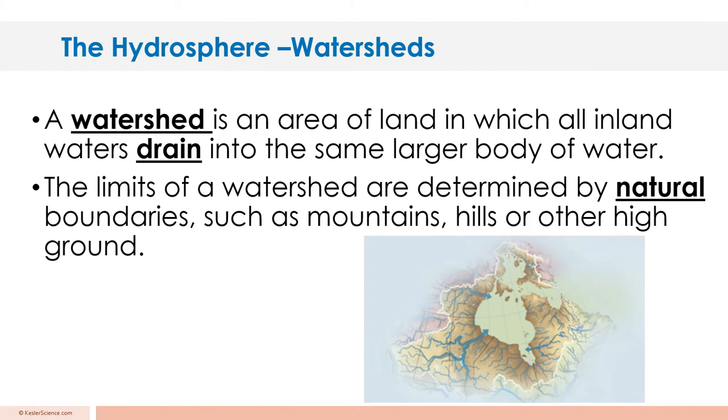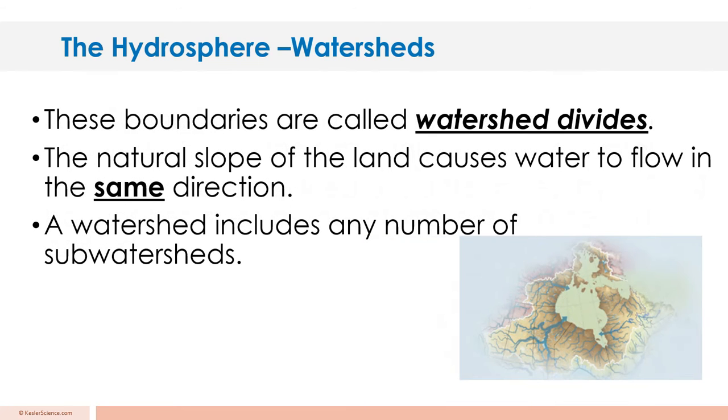That's how the flow of water is determined, right? It's not going to flow up a mountain, it's going to flow down it. These boundaries are called watershed divides. The natural slope of the land causes water to flow in the same direction. A watershed includes any number of sub-watersheds.